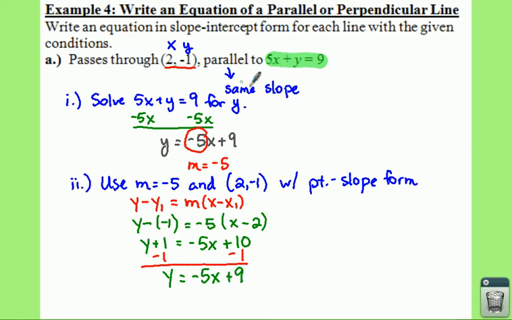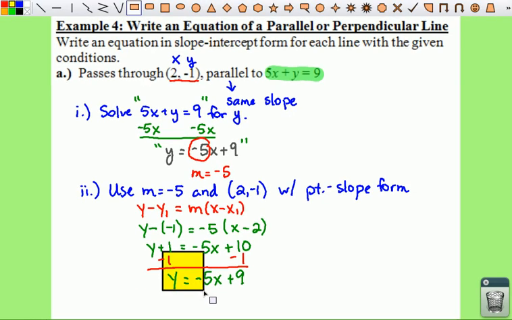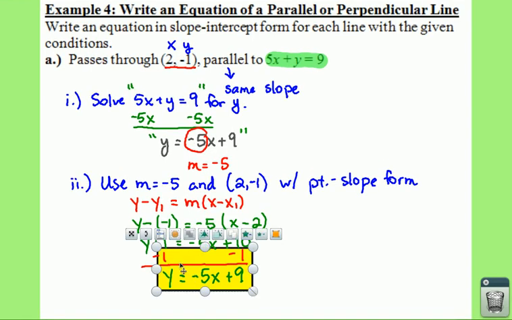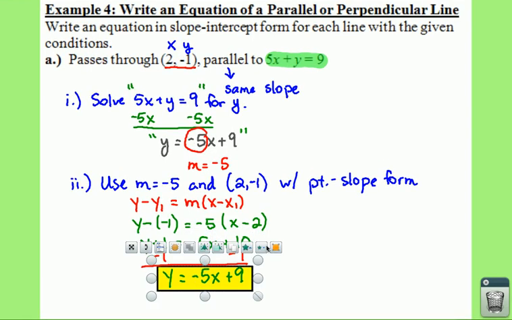If you look at these two equations as compared to this line right here, or sorry, this line when you solve that, they actually end up being very similar here. So this is your equation. Whoops, kind of jumped on me there. And there is your answer. That is how you find the equation of a parallel line.